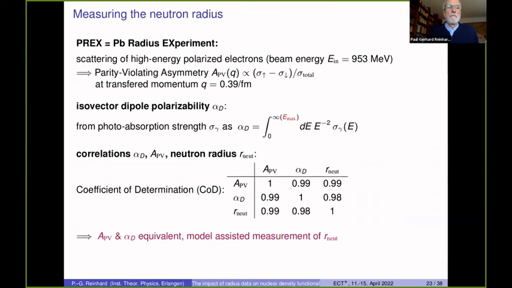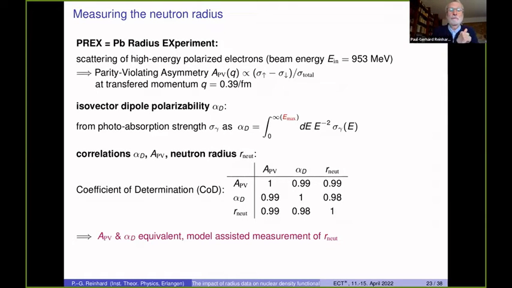So the lead radius experiment, PREX, scattering of very energetic polarized electrons, from which you deduce the parity violating asymmetry at a certain transferred momentum of 0.4 inverse Fermi.